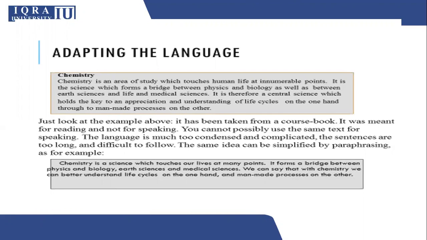For example, chemistry is a science which touches our lives at many points. It forms a bridge between physics and biology, earth sciences and medical sciences. We can say that with chemistry, we can better understand life cycles on the one hand and man-made processes on the other hand, right? This is how you should do instead of reading extracts from the book. It makes it very difficult for the audience to understand. Use as simple language as you can in your presentation, so it will be easier for the audience to understand.